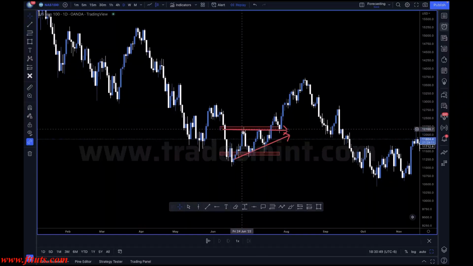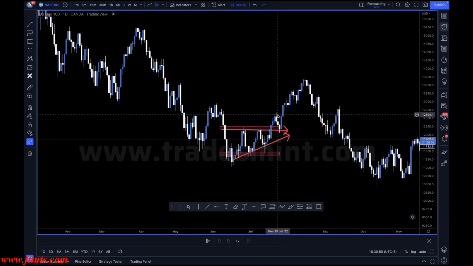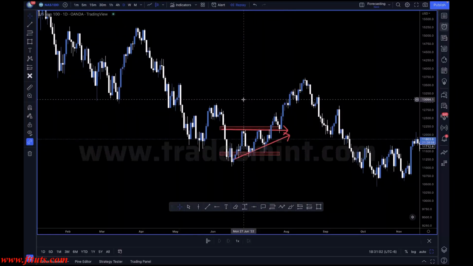So it's basically ranging, and then price comes out of the range. It breaks out of the range. Once price is breaking out of the range here. Okay, so let me take a step back.